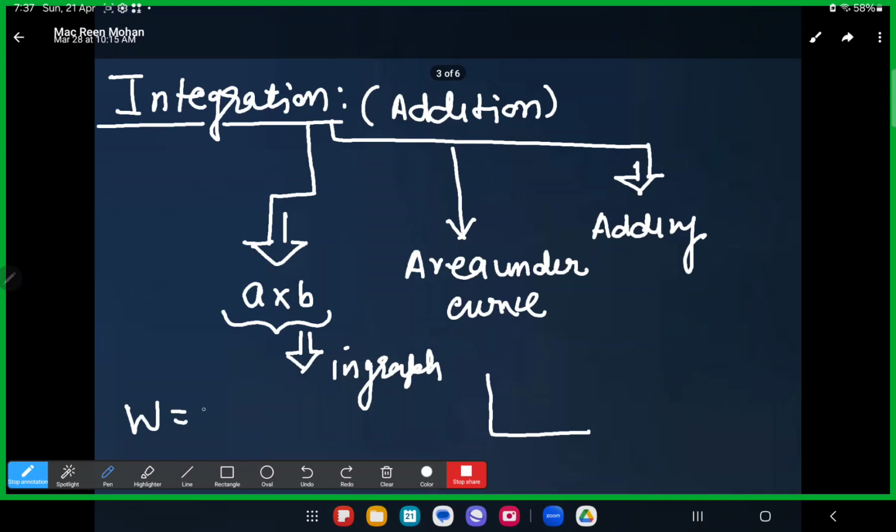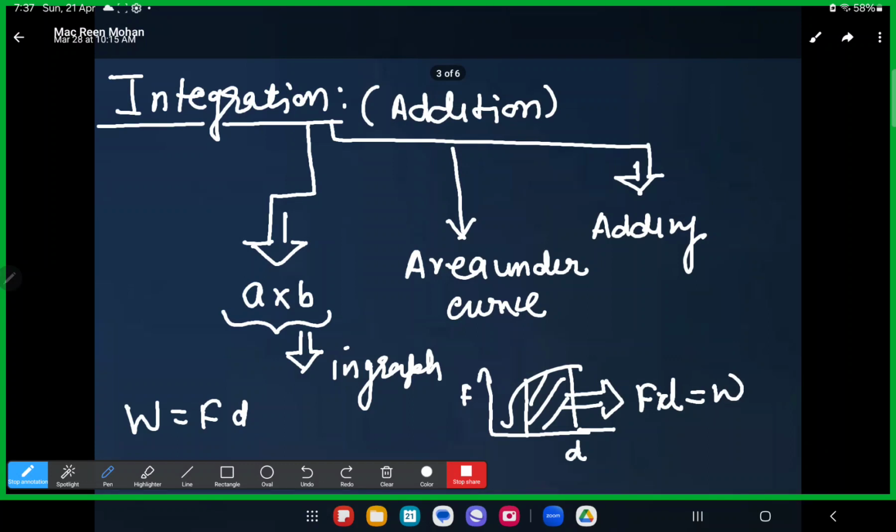Example, let's take work. Work is the basic multiplication of two physical quantities, force into displacement. Now I'm not going to vector form. So here we can say if force is expressed against y and displacement against x, whatever it is, let's say it will be defined by this curve. So the area under this curve will give us the multiplication of these two physical quantities, and the outcome of force and displacement multiplication will give you work.